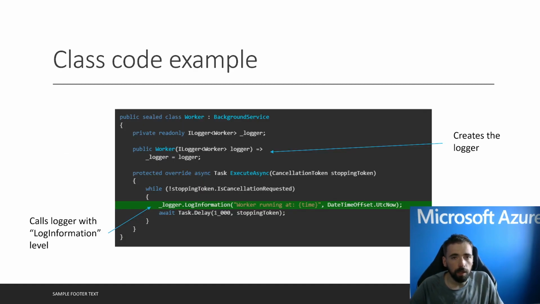So here is an example of a class of code that injects ILogger. We can see at the top there we're injecting ILogger via dependency injection, which creates a logger, and then at the bottom there we can see that we're using the logger to log information. So this is at an informational level, which is typically not critical.